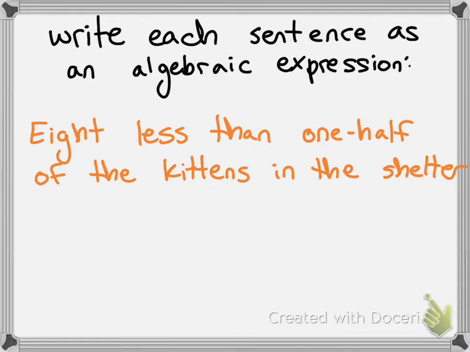So think about this one. This one's really hard. Okay, so Jessica, what is it that I don't know? You don't know how many kittens are in the shelter. Yeah, I don't know how many kittens are in the shelter, so I'm going to say that's K. So, Ben, what would my expression be?